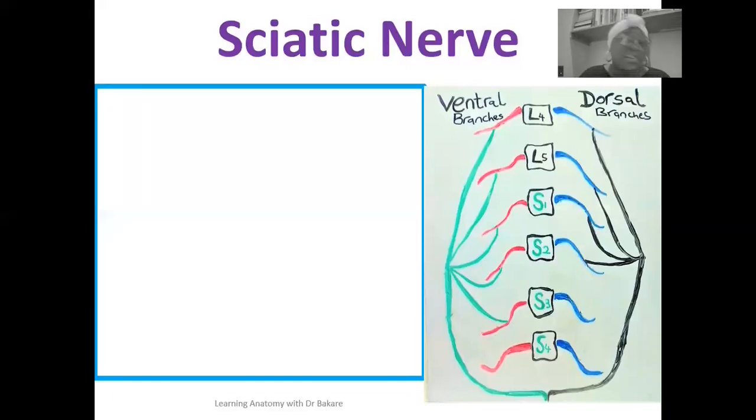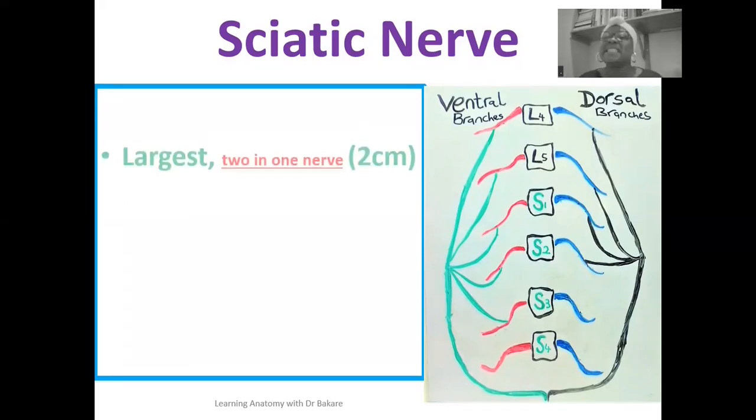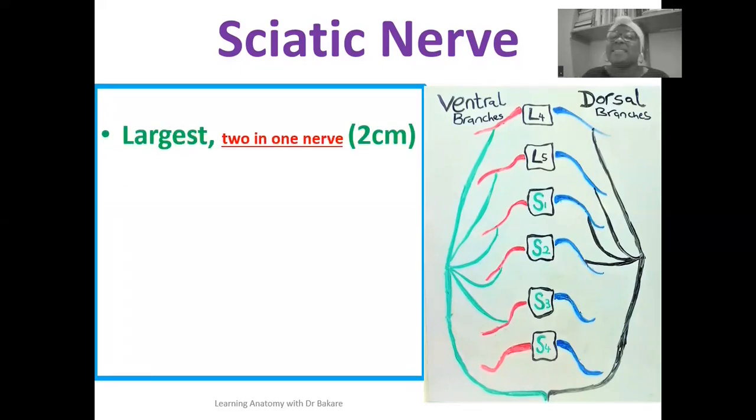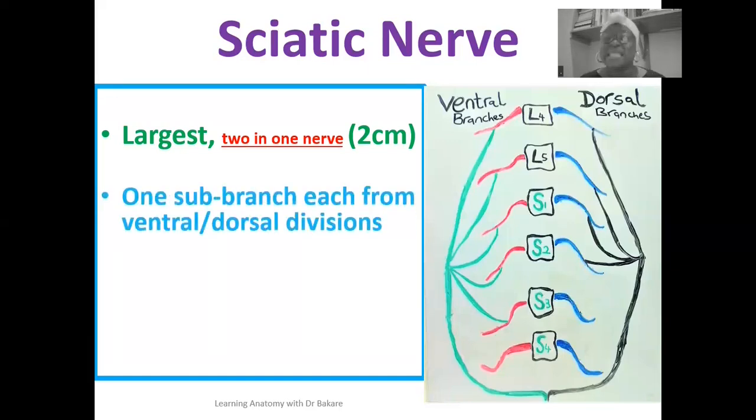Remember, we just described the posterior cutaneous nerve of the thigh, which has the same pattern of formation as the sciatic nerve. So let's see how the sciatic nerve is formed from both the ventral and the dorsal divisions of the sacral plexus. The sciatic nerve, we already said, is like a two-in-one nerve, judging by how it emerges. It is, as a matter of fact, the largest branch formed from the sacral plexus. It is about 2 cm in thickness.